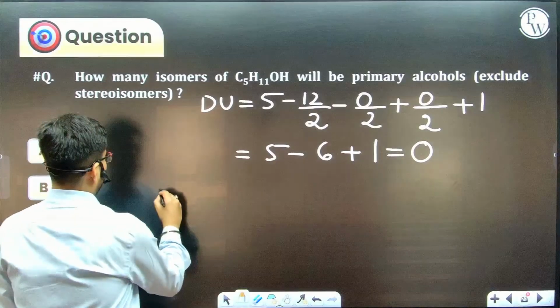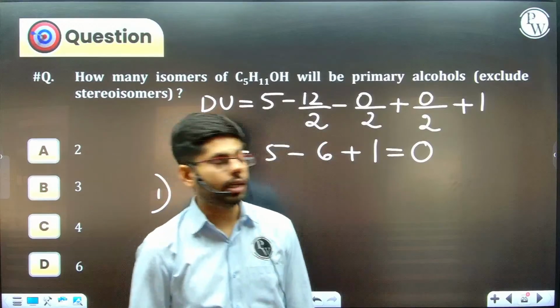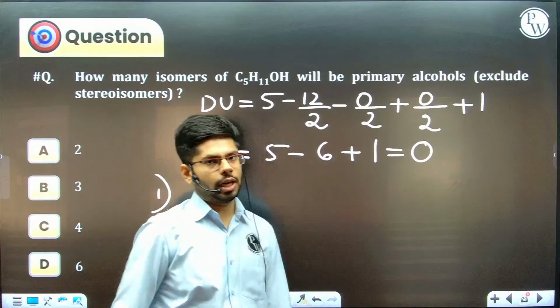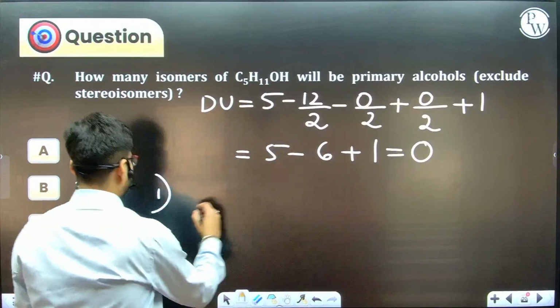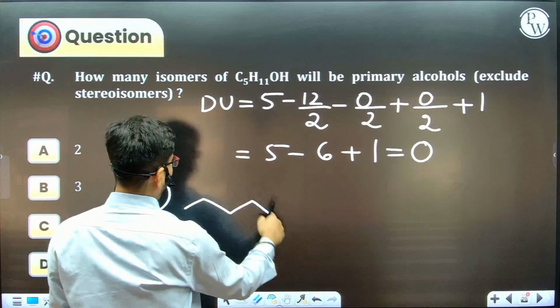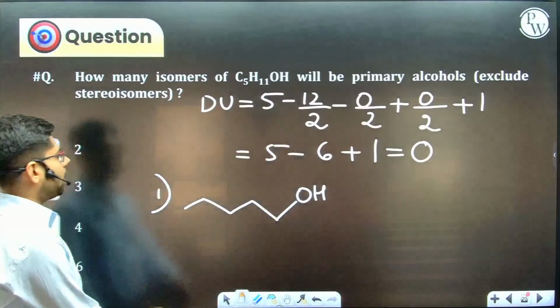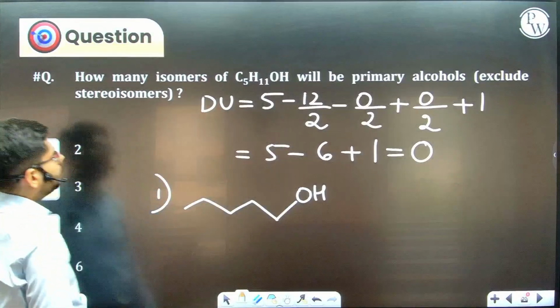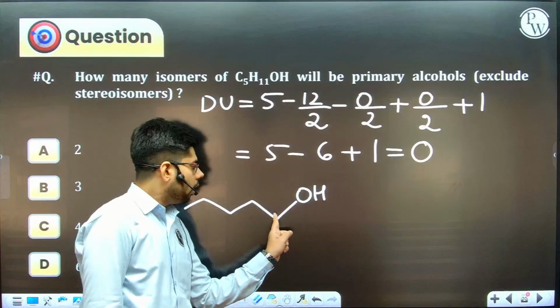Now, for solving such a question, we have to start drawing the structures. There is no shortcut, there is no formula. We have to start drawing the structures because the molecular formula has been given. So let's start drawing. 1, 2, 3, 4, 5. This is one alcohol possible. Is this primary? Yes, it is primary because this carbon is a 1 degree carbon.